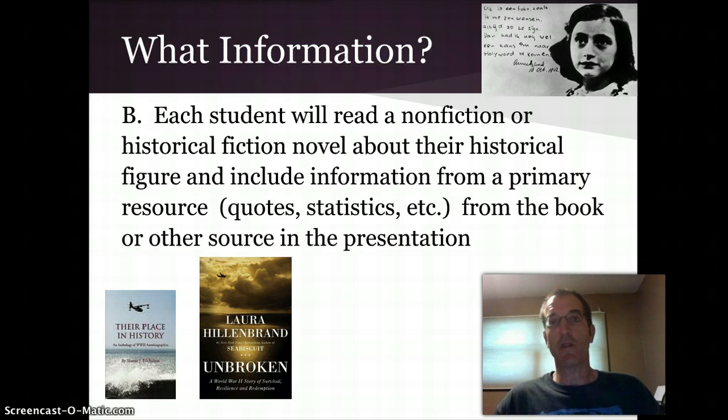Now, what information are we talking about? Well, first of all, you're going to start with reading a nonfiction or historical fiction novel about that historical figure. And you're going to include information from a primary source. Now, possibly the book you're reading is a primary source. Or you may need to look other places as well for quotes and statistics, maybe stories and different things about those people. And it might be someone that was a soldier, could be someone that was caught up in the Holocaust, or maybe even a pilot, someone that was over the war, but still got a different glimpse of it as well.